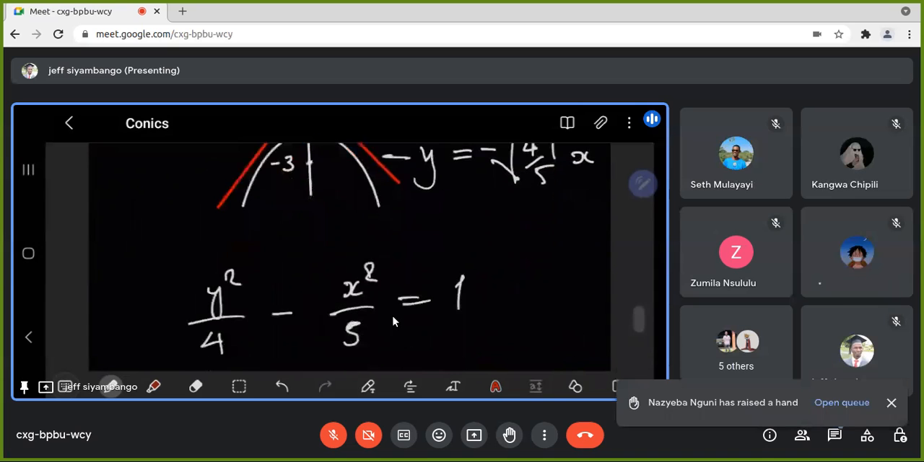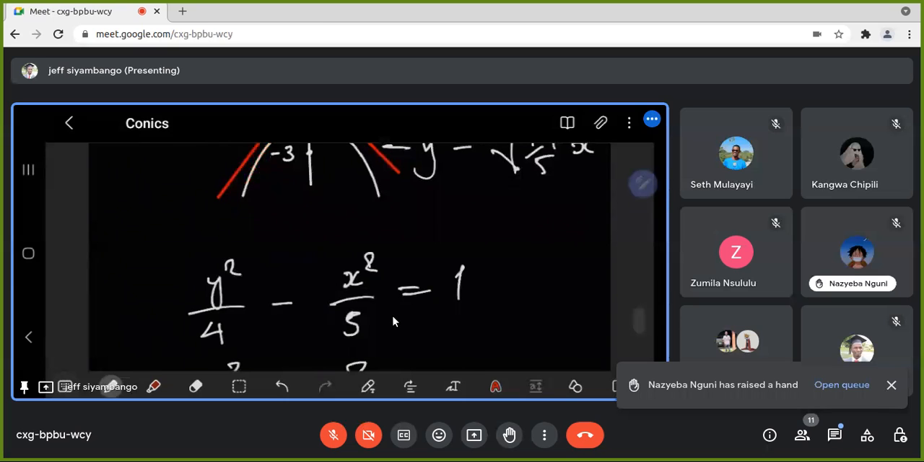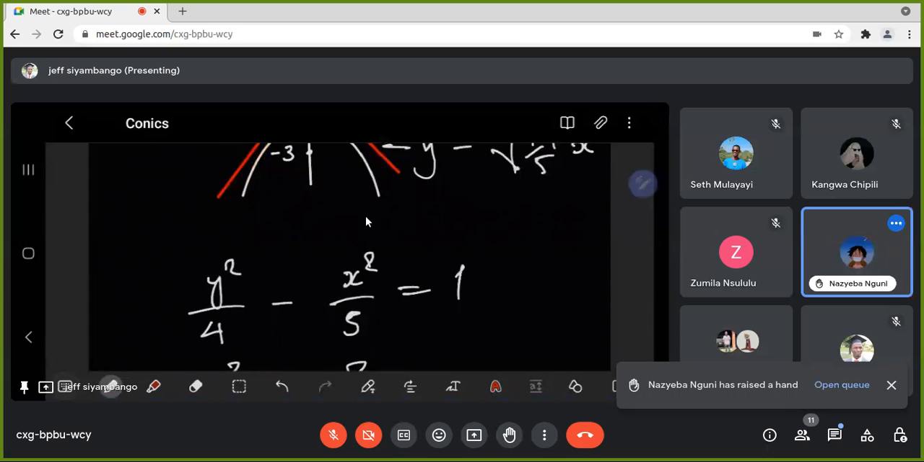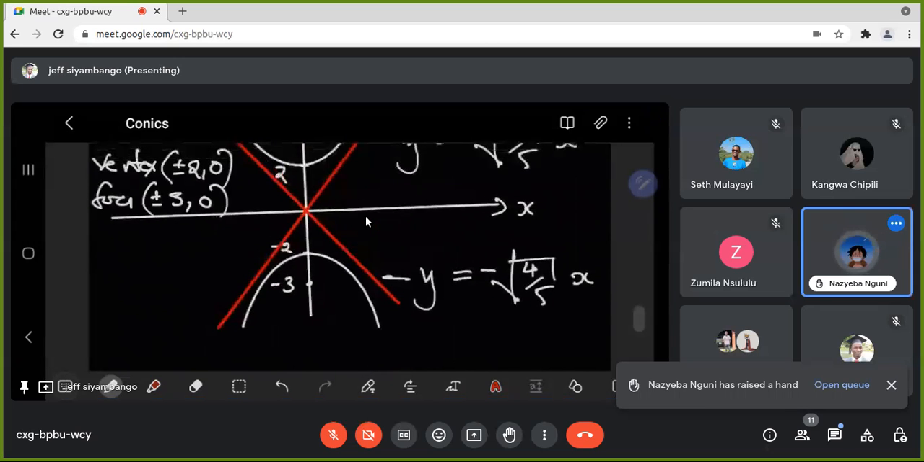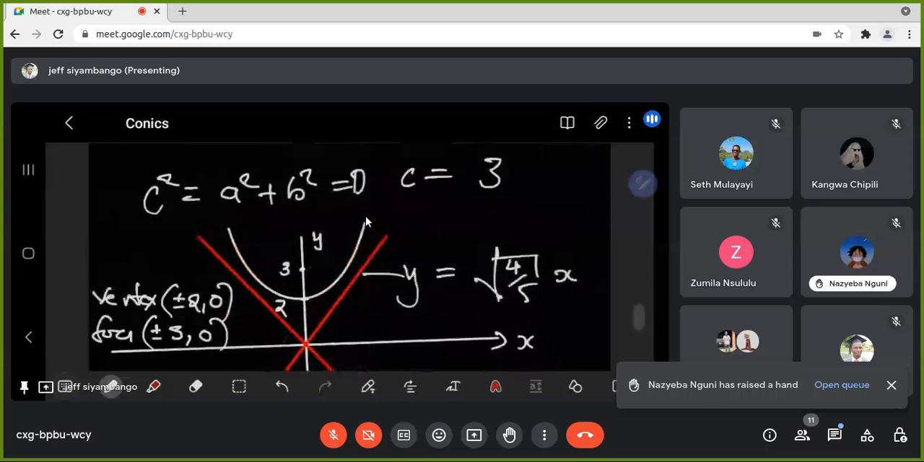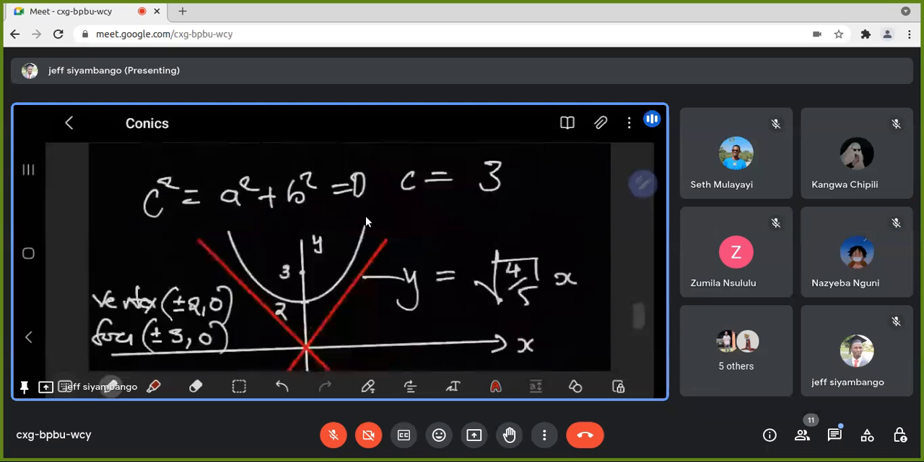Okay, so any questions there? Question. Go ahead. Your major vertices as 2, not root 5. Let's see. Root 5 was what? Root 5 was B. What are you saying? I'm taking it as 2, not root 5.